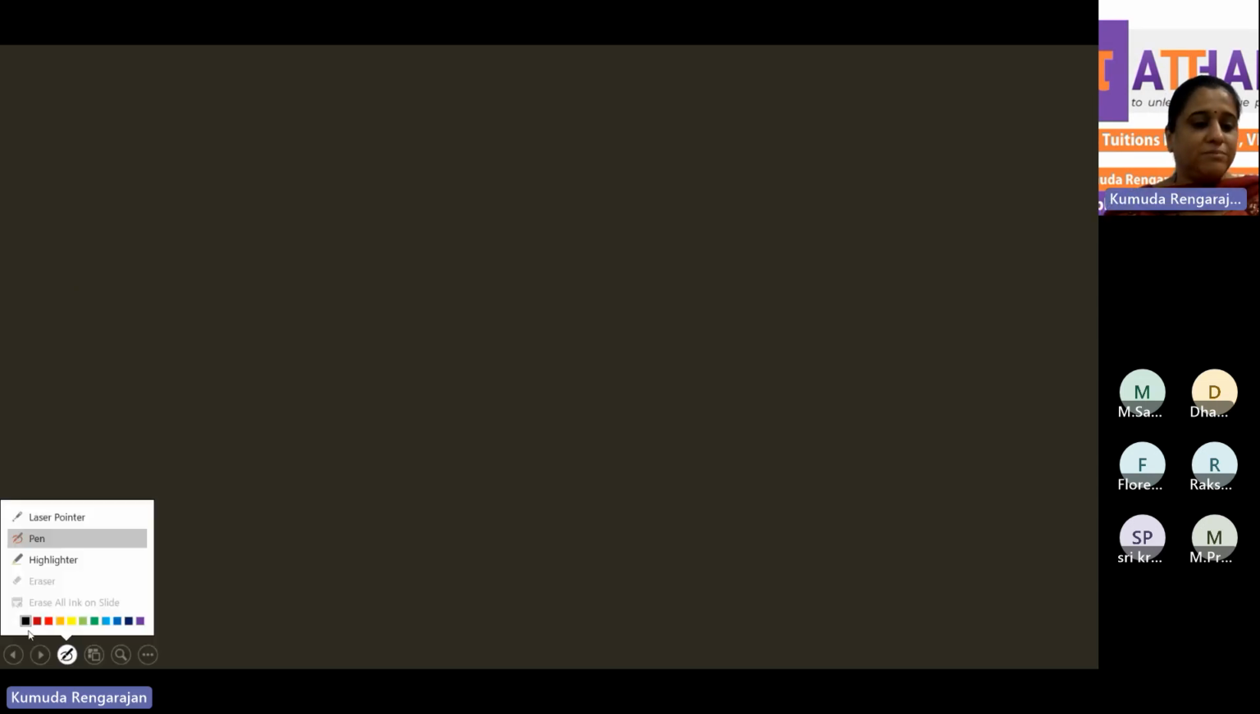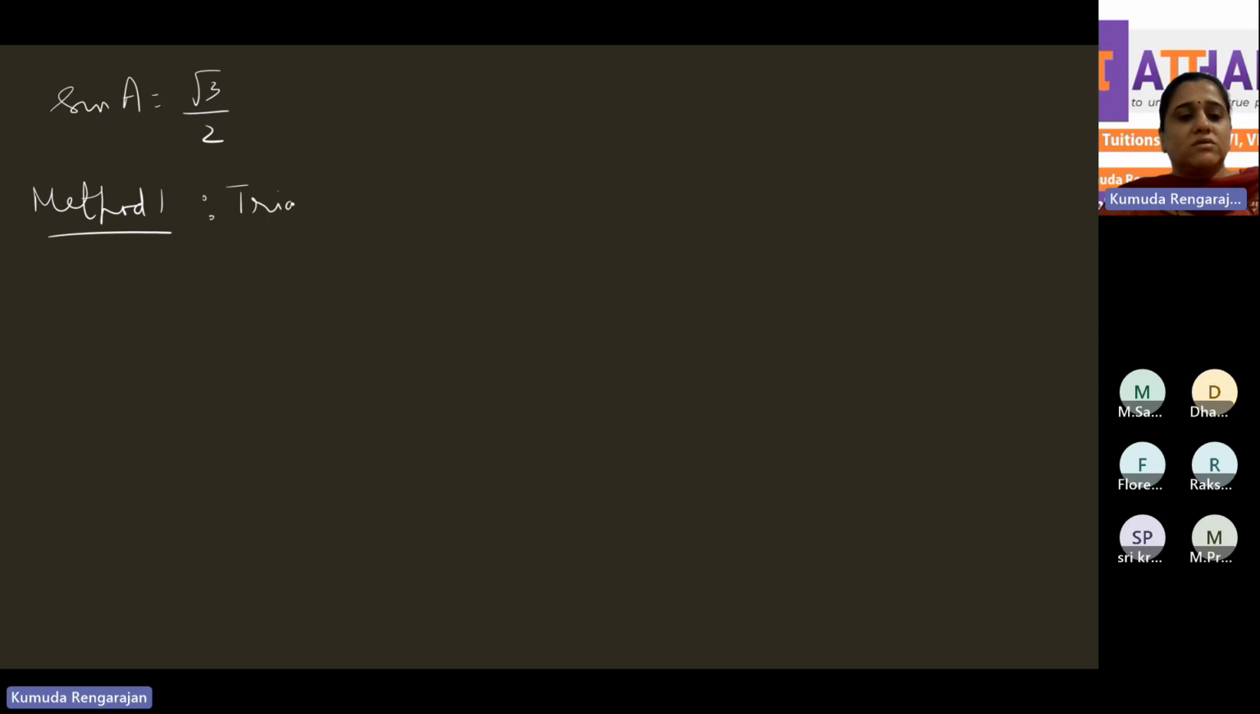Now this is the next type. In this question, we are given that sine A is equal to √3/2. You can use it. So this one also, first method 1. You can use a triangle approach. Method 1, triangle approach.